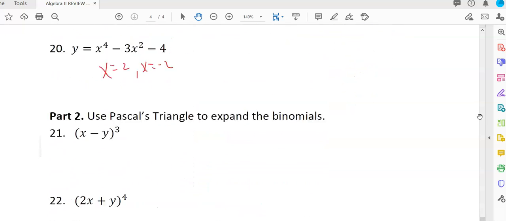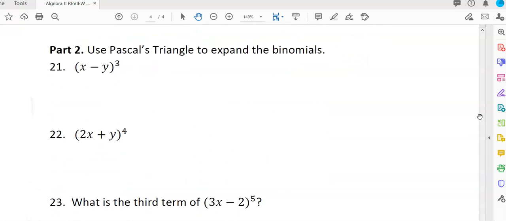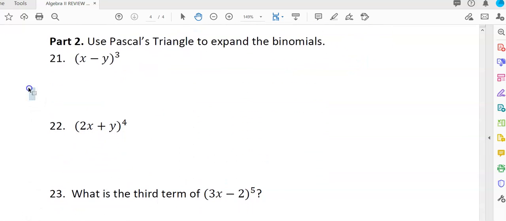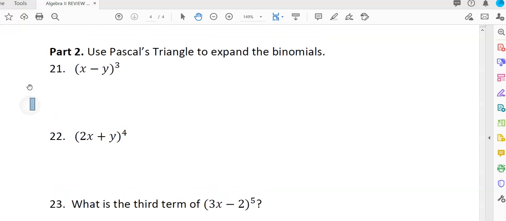If it crosses at a number like 2.587, you're like, that's not rational, because it's probably a rounded number on there. Now use Pascal's triangle to expand the binomial.